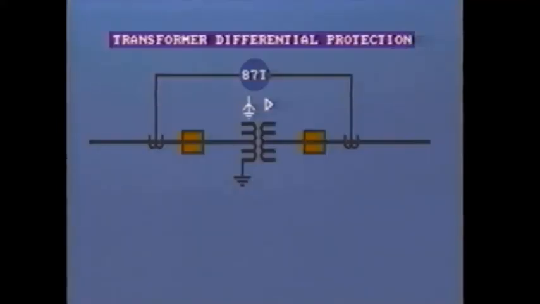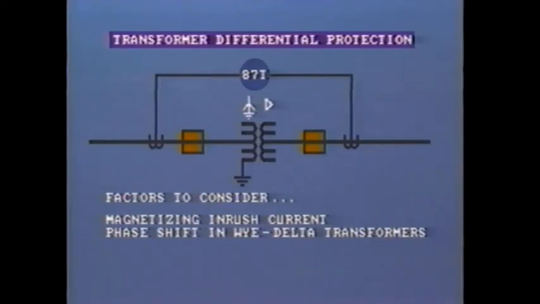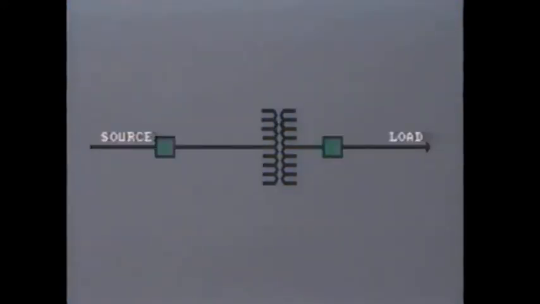When applying differential protection to transformers, certain factors that must be taken into consideration are the magnetizing inrush current, the phase shift in Y-delta connected transformers, CT connections, that is, phasing, selection of CT taps, and the effect of transformer taps. As we pointed out in an earlier tape, inrush current is due to the initial energizing of the transformer.